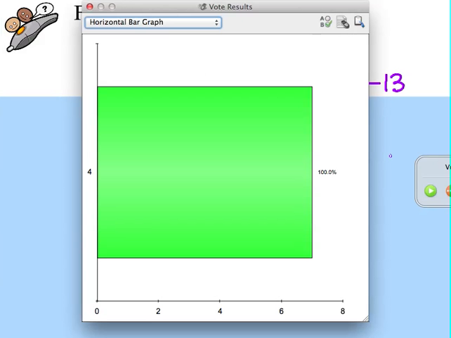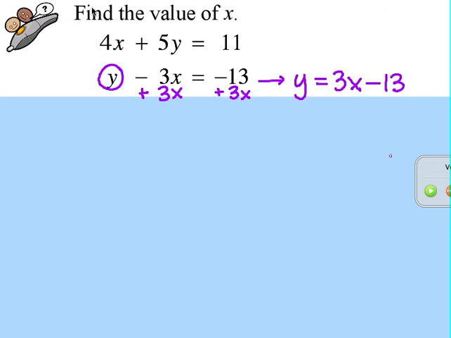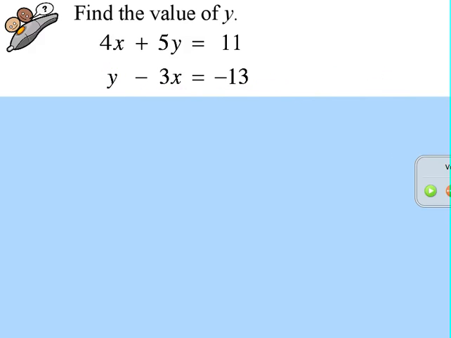So our answer is 4. Nice job. So that is what our x is. And so now what I need you to do is the second step and find the y. So remember, once you find that x, you have to plug that back in and find what y is.